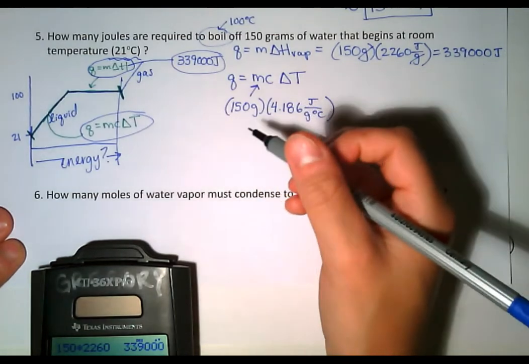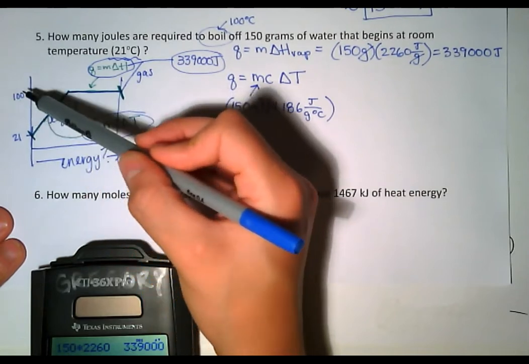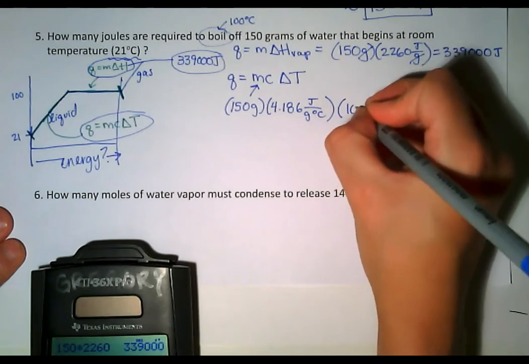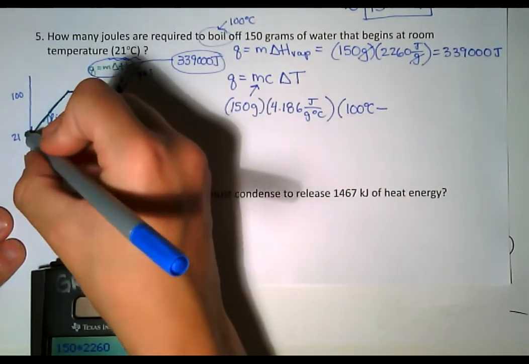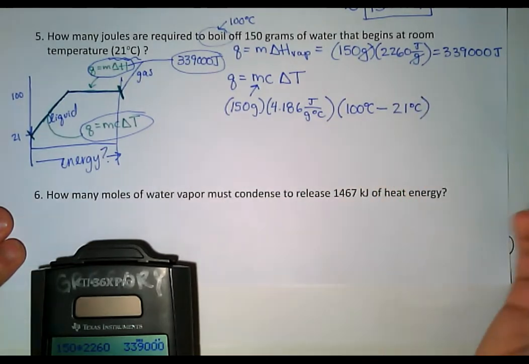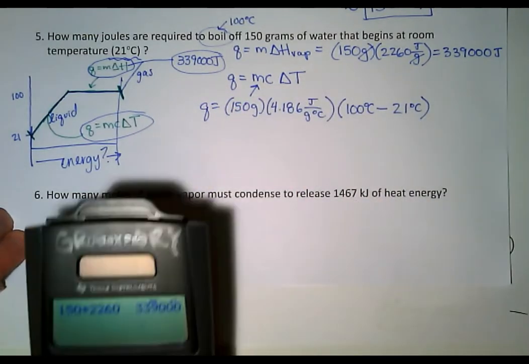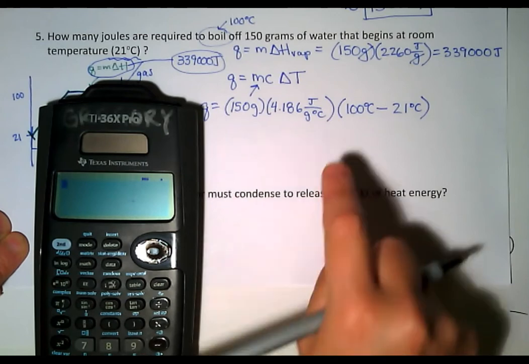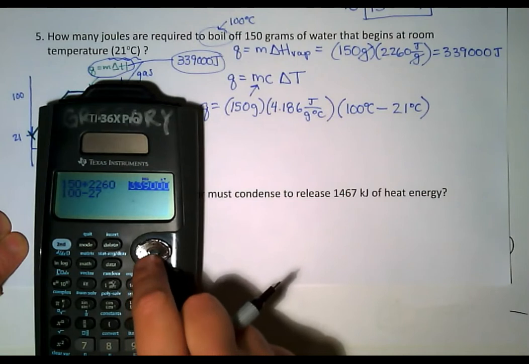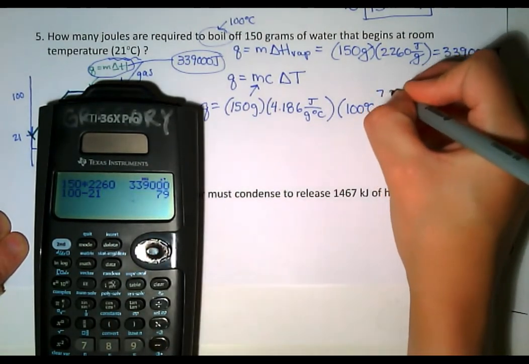And then our temperature change, well, we need to go from 21 degrees up to the boiling point of water. So 21 to 100. So our final temperature should be 100 degrees Celsius. And our initial temperature will be the 21 degrees Celsius that we start at. So now we just need to solve. We have all our variables in place. I'm going to first do 100 minus 21, which should be 79, sorry, excuse me.